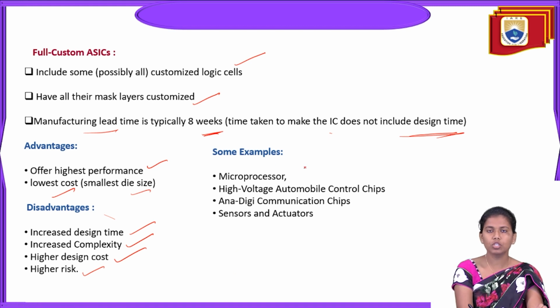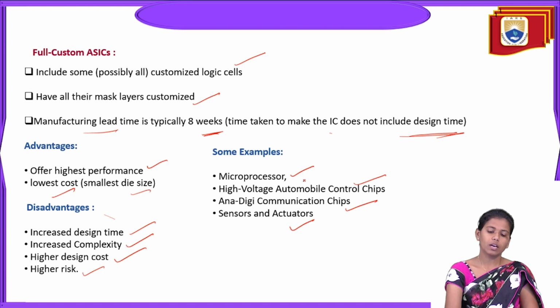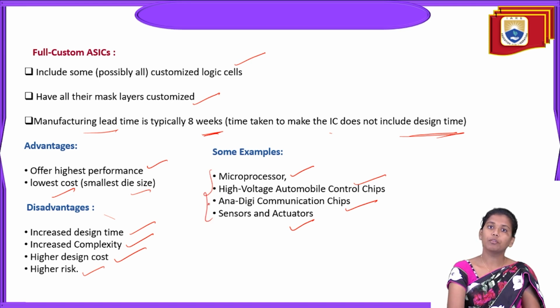And the examples are microprocessors, high voltage automobile control chips, analog and digital communication chips, sensors and actuators. So these are the full custom design ASICs. We know the microprocessors, right? We know the different types of microprocessors we come across, and then automobile control chips, as well as sensors and actuators, which are made with the help of full custom ASICs.